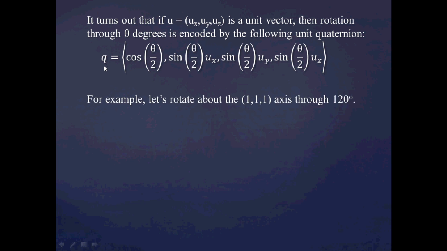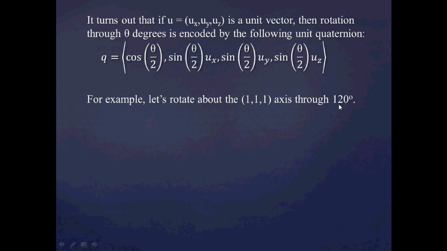And this will be clearer through an example. For example, let's consider the rotation about the 1, 1, 1 axis. So I imagine that vector in 3 dimensions, 1, 1, 1. That axis through 120 degrees. This is actually going to be a very interesting rotation.